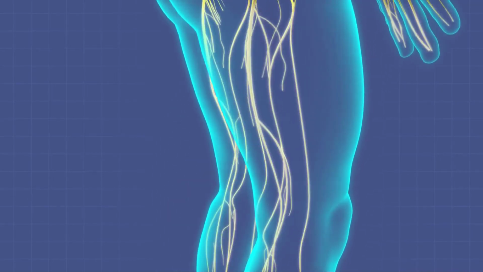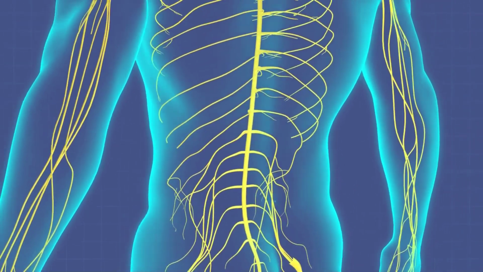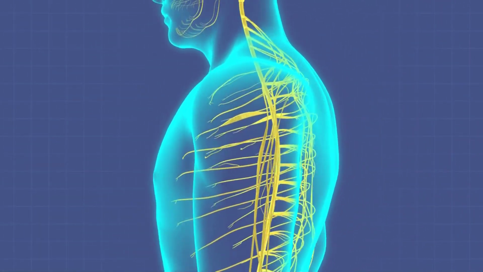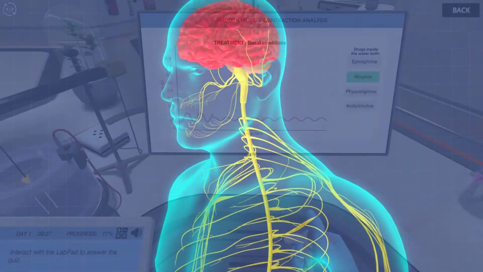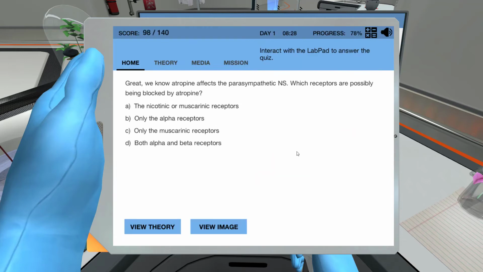using an isolated system. If it would affect the sympathetic nervous system as well as the parasympathetic nervous system, we might observe no changes in the contraction signal. Great, we know atropine affects the parasympathetic nervous system. Which receptors are possibly being blocked by atropine?